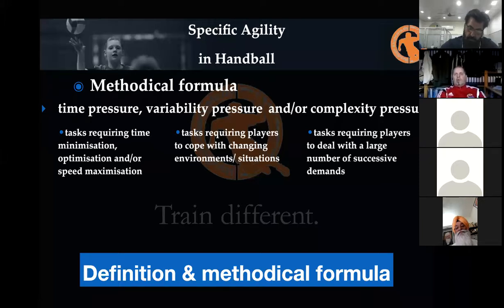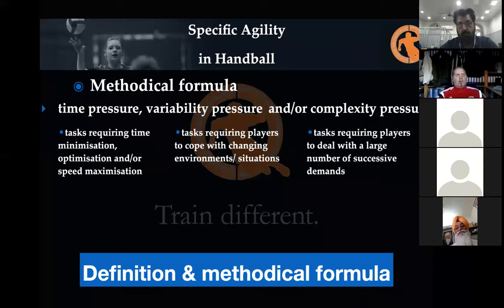The third is the so-called complexity pressure. In this case, we offer the players tasks with two, three, or four different activities. They have to combine them one after the other in a successive way, very quickly. And we want them to work this out without stopping in between, without too much thinking in between. So it's the first feint without ball, the reception, the pass, the running around, the reception again, the feint, and the one-on-one move.